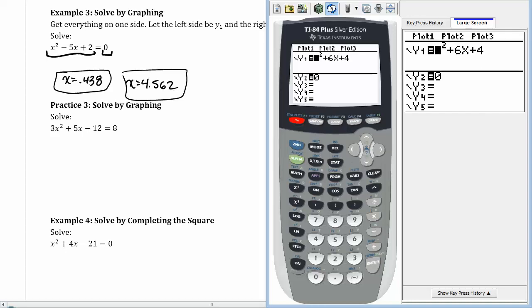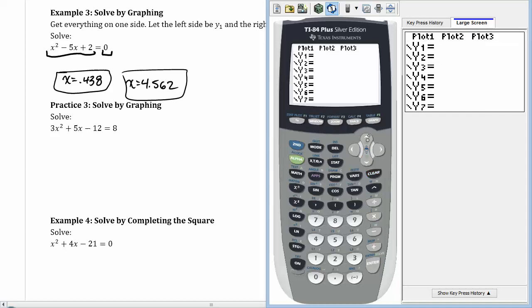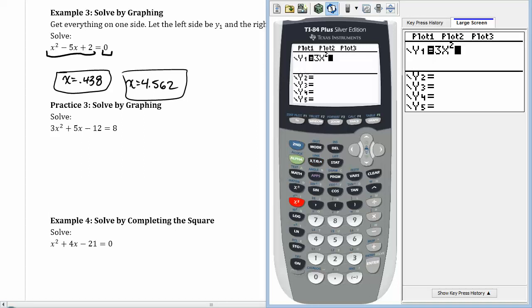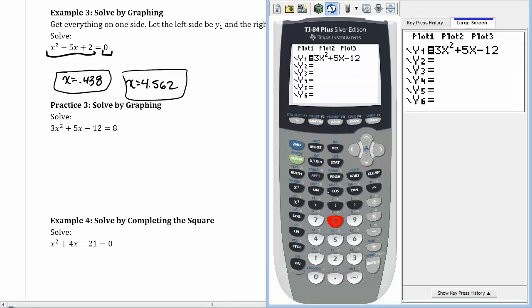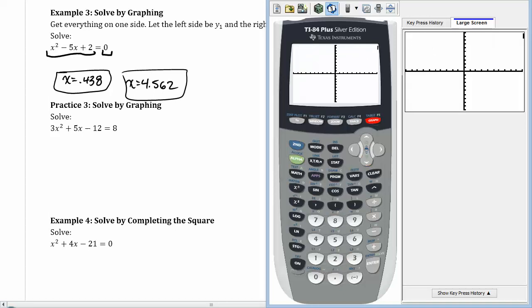Okay, so if you tried on your own and didn't quite get it, we can go through it now. If you haven't tried yet, maybe you can see the beginning of the setup and then try it on your own. So it's 3x squared plus 5x minus 12. And the second one is y equals 8. Okay, go back to the graph.